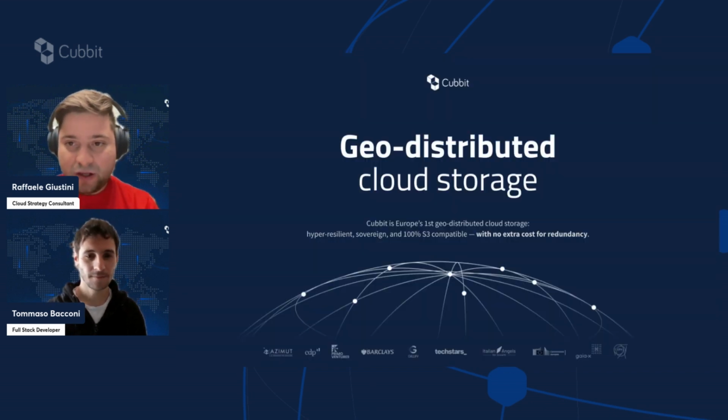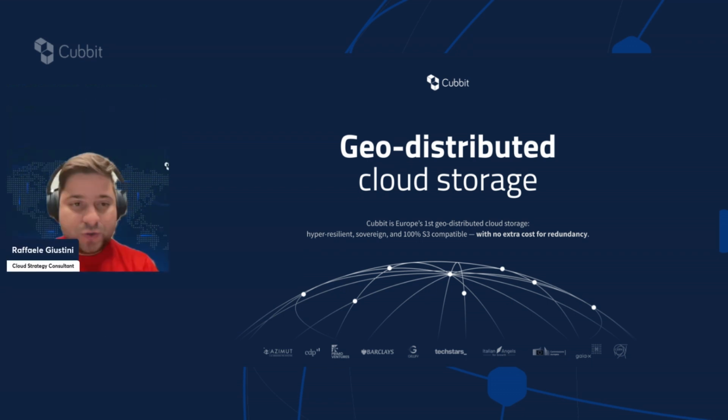Yeah, let's go. When we talk about geo-distributed cloud storage, what do we mean? Cubbit, contrary to other solutions, has data spread across multiple locations. This is due to the geo-distributed infrastructure, which we will delve into later with Tommaso. How can we sum up the solution Cubbit? We can say that it's hyper-resilient. Why hyper-resilient? The geo-distributed nature, as we will see, makes it resilient against cyber attacks.